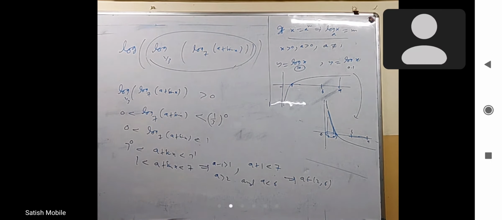If a is between 2 to 6, whatever x you take, this is always defined. So among the options, which options are between 2 to 6? 4 and 5. Option A is also okay, 3 is also okay, but 6 is not okay because it's not equal to 6, it is an open 6.